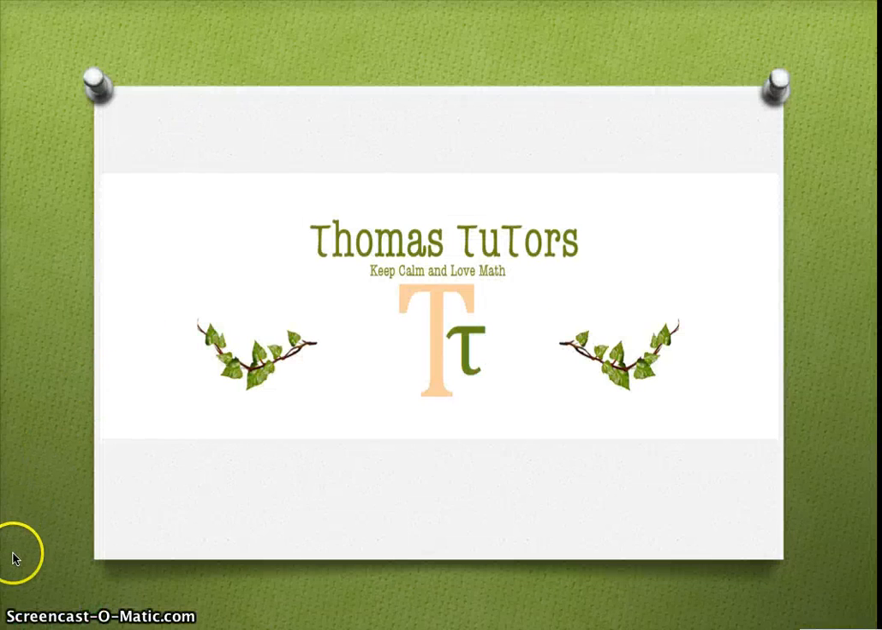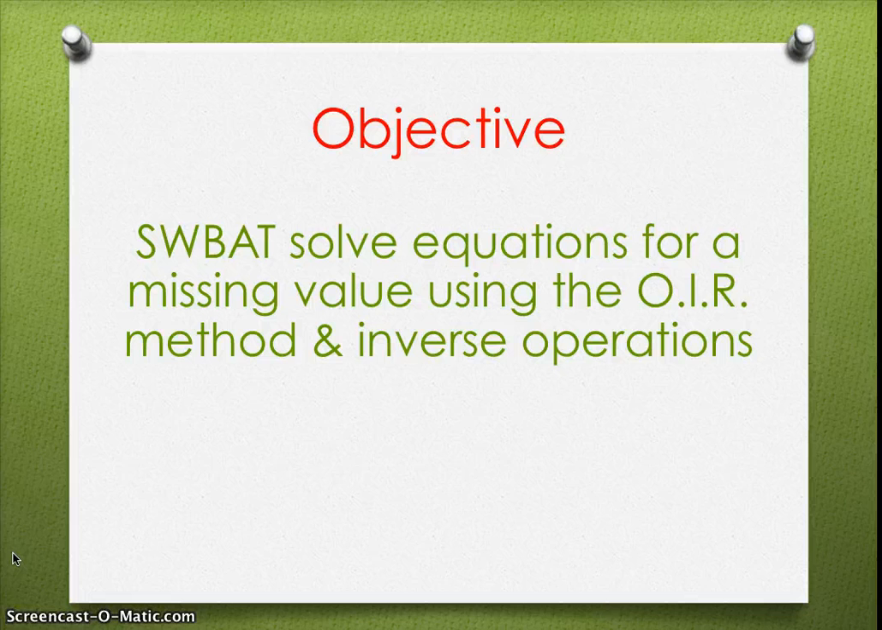Now that we've worked with variable expressions in various ways, for example, applying the distributive property, working with positive and negative integers, and combining like terms, we're going to dive into our next objective. Students will be able to solve equations for a missing value using the O.I.R method and inverse operations.